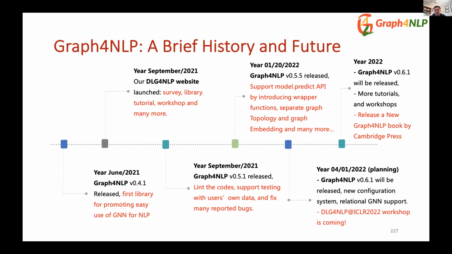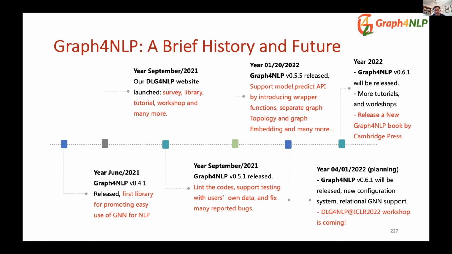In September 2021, we felt there was a lot of growing interest from the whole community in deep learning on graphs for NLP. So we launched our website, to collect all different kinds of learning resources in one place. In this website, we include our first survey on this domain, graph neural networks for natural language processing. We have included this library, the various tutorials we are presenting at each of the top-ranked AI conferences, and we also have a workshop and many more.